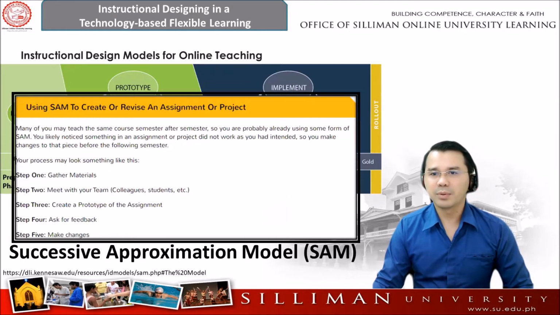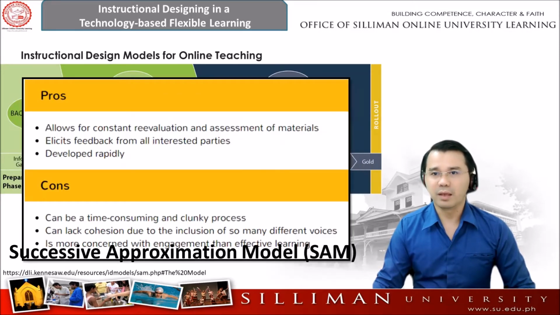Many of us perhaps teach the same course semester after semester, and we are probably already using some form of SAM, and we likely follow a process like this. Step 1, gather materials. Step 2, meet with our team, our colleagues, and perhaps students from the previous semester. Step 3, we create a prototype of the assignment. Step 4, we ask for feedback. And step 5, we make changes as part of the development or revisions or modifications.